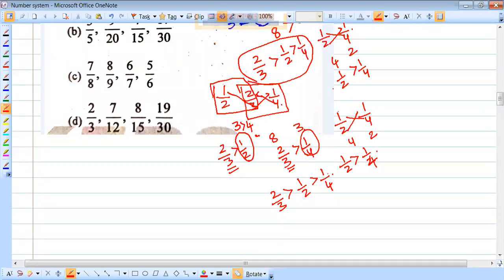For 4 fractions you will get confused, but you can follow this method. If you are smart enough, you can follow this method for 4 fractions.